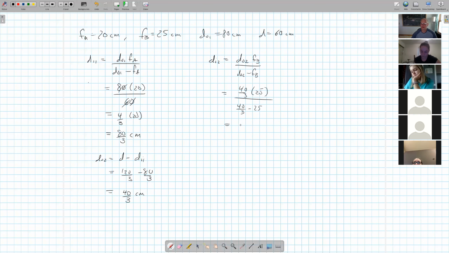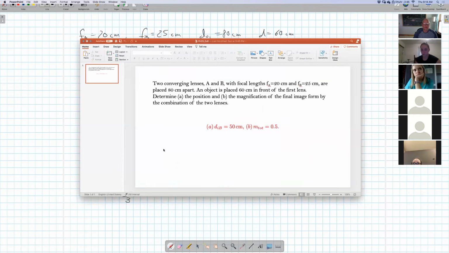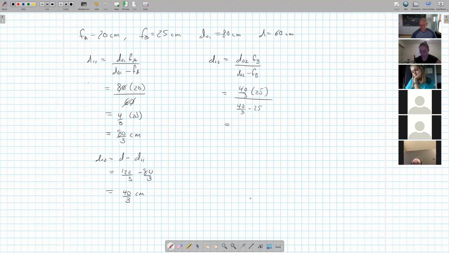So 25 by 3, that's 75, right? So plug in our numbers, and we find that should be 50, if I did my multiplications all right. So it should be equal to 50 centimeters, okay. So where did I go wrong? I got 80 times 20, good, divided by 60, 80 thirds, okay. Good, so that's all fine.